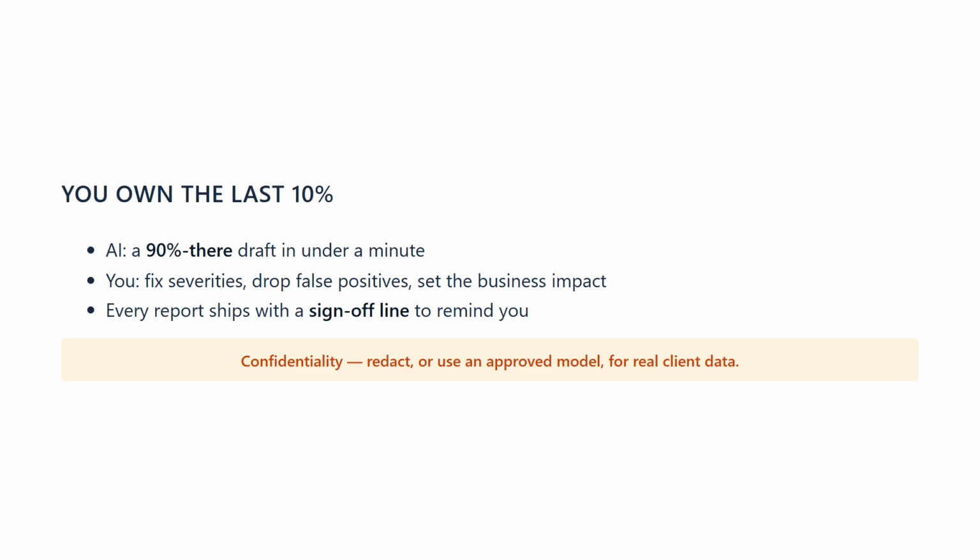But, and this matters, you are not done. The model gets you a draft that is 90% there in under a minute. You own the last 10%. Read every finding, fix any severity it got wrong, drop the false positives, adjust the business impact for this client. And one more thing: you just sent findings to a third-party API. So, for real client data, redact the identifiers or use an approved self-hosted model. The tool even stamps a disclaimer line on every report, just to remind you.